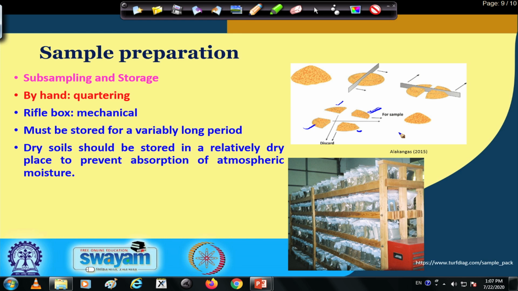Although this method is known as the quartering process, in case of mechanical subsampling you can use riffle boxes. After you produce a subsample, you can store the sample for a variable time period. Dry soils should be stored in a relatively dry place to prevent the absorption of atmospheric moisture. So, after you do all these different processing steps, you can store the samples for a longer duration of time for future analysis.